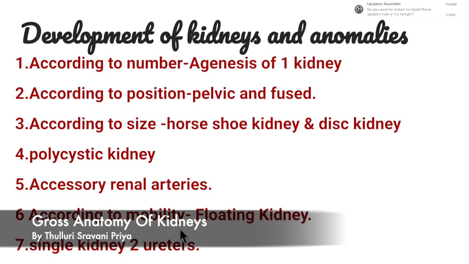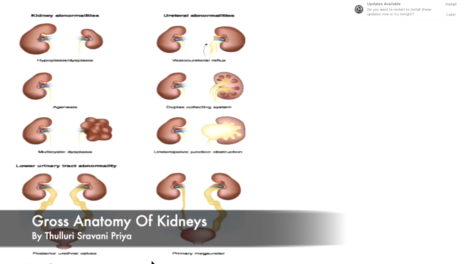According to mobility, sometimes we'll see the floating kidney. In this condition, usually the kidney is located between T12 to L3 vertebra. In this, the kidneys descend up to 5 centimeters. There is one procedure for the fixation of a floating kidney, known as nephropexy. Single kidney having two ureters is one of the developmental anomalies.